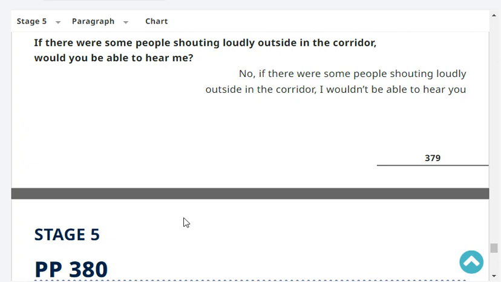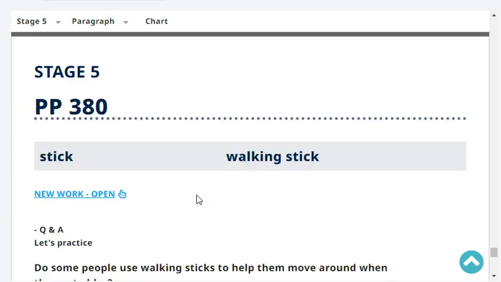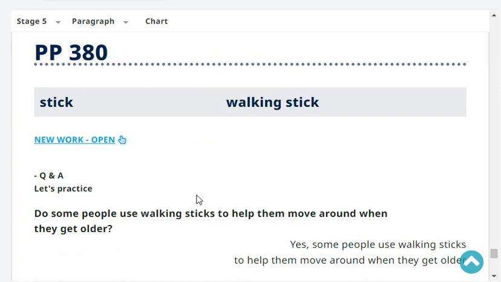If there were some people shouting loudly outside in the corridor, would you be able to hear me? No. If there were some people shouting loudly outside in the corridor, I wouldn't be able to hear you. Very good.